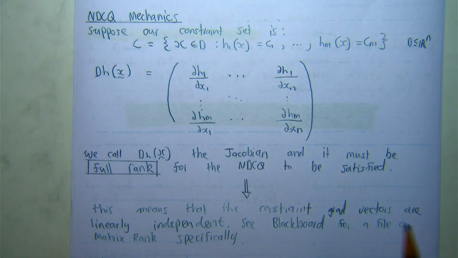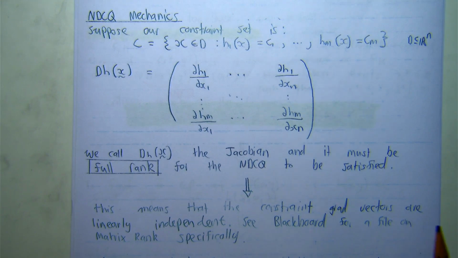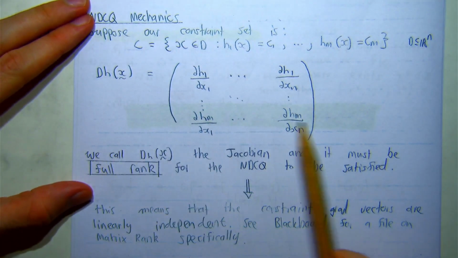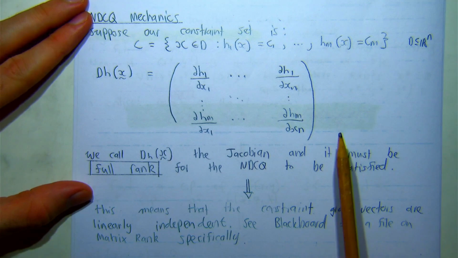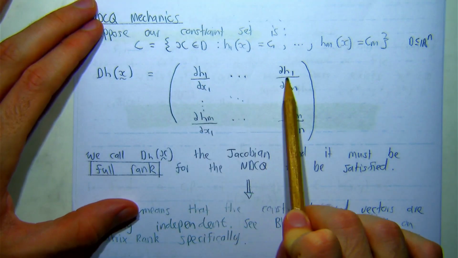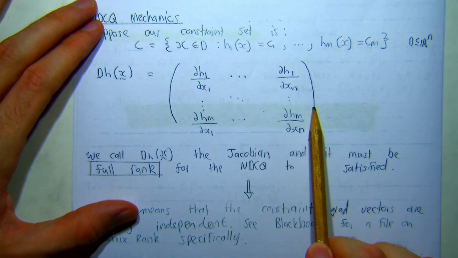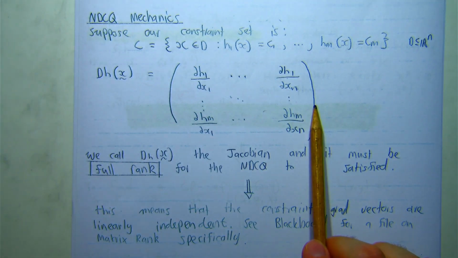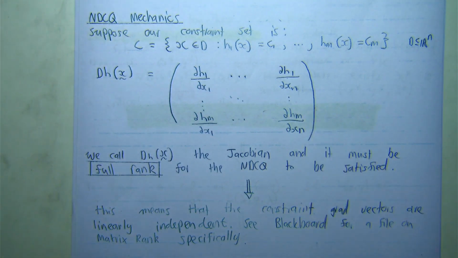The way that we investigate the NDCQ on this constraint set is we calculate the Jacobian matrix of this, which is just a matrix that has all of the partial derivatives of every single constraint. So if you had two constraints and two inputs, this would be a 2x2 matrix. Okay, and we call dh of x the Jacobian, that's what this means. And for the NDCQ to be satisfied, it needs to be full rank. And if that's true, then that means that the constraint grad vectors are linearly independent.